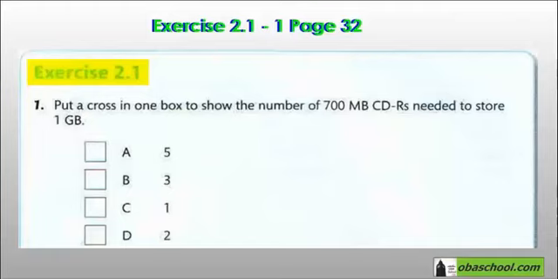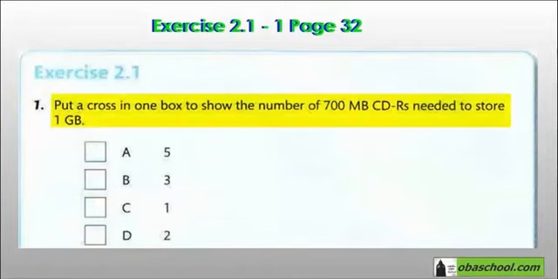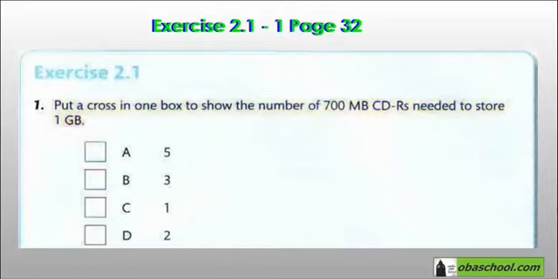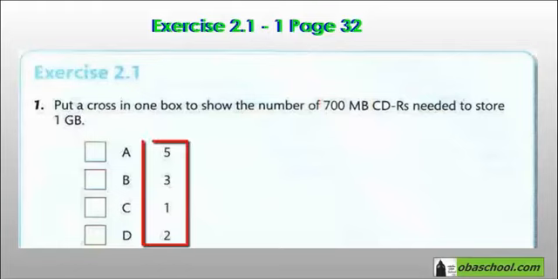Now, let's solve together exercise 2.1 part 1 page 32. Let's read the question. Put a cross in one box to show the number of 700 MB CDR, which is read-only, needed to store 1 gigabyte. In other words, how many CDs of capacity 700 MB do I need to store data with the size of 1 gigabyte? The options are 5, 3, 1, 2.